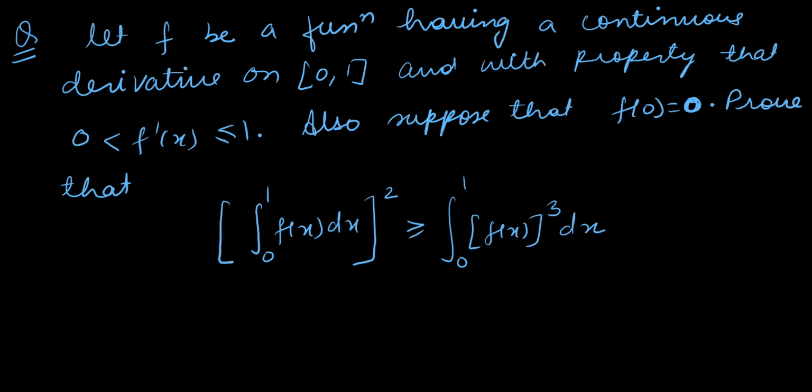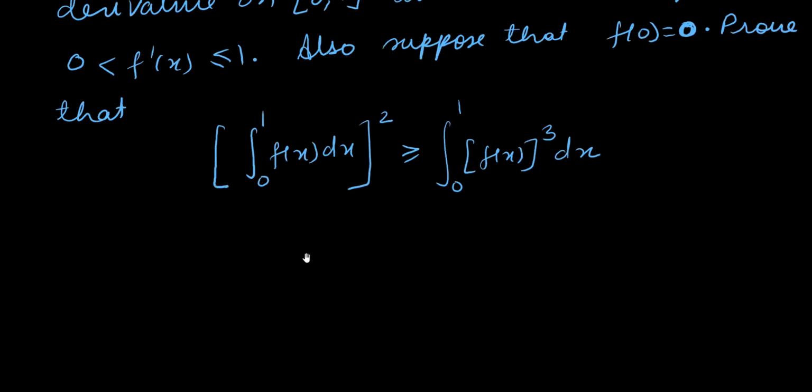That means again it looks like integration, but we will have to check whether actual integration is there or not, right? What do we do to solve it? Let us start solving the question. We need to prove this result, that the integral 0 to 1 of f(x) dx whole squared is greater than or equal to the right hand side.